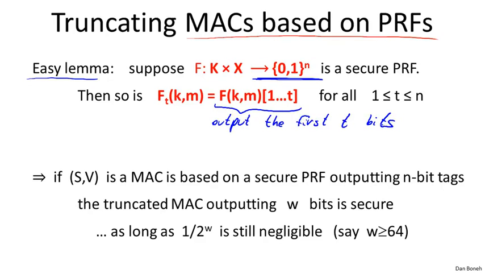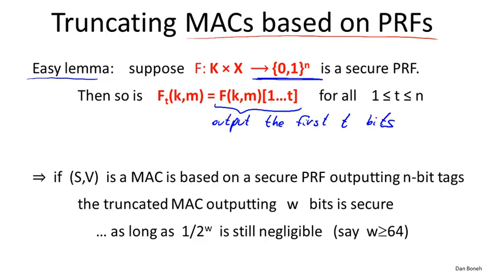And just the intuition here is if the big PRF outputs n bits of randomness for any inputs that you give to the PRF, then certainly chopping it off and truncating it to t bits is still going to look random. The attacker now gets less information, so his job in distinguishing the outputs from random just became harder. In other words, if the n-bit PRF is secure, then the t less than n-bit PRF, the truncated PRF, would also be secure. So this is an easy lemma.